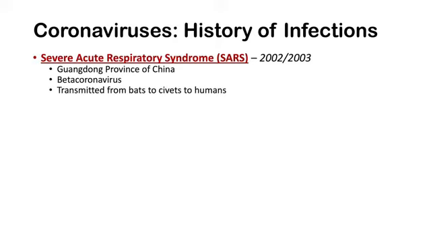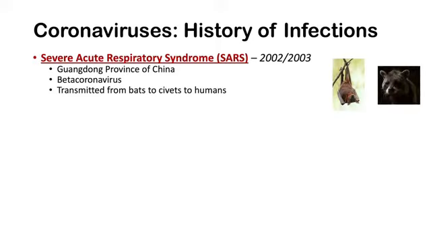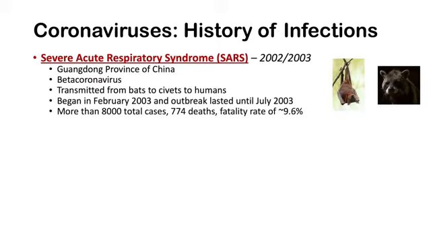What seems to have occurred is that this particular coronavirus, SARS, was transmitted from bats to civets to humans. So from bats to civets and all the way to humans. This led to a worldwide outbreak, and the outbreak was recorded as early as February 2003, and it seemed to have lasted until July of 2003. There were more than 8,000 recorded total cases and 774 deaths, with a fatality rate of 9.6%.